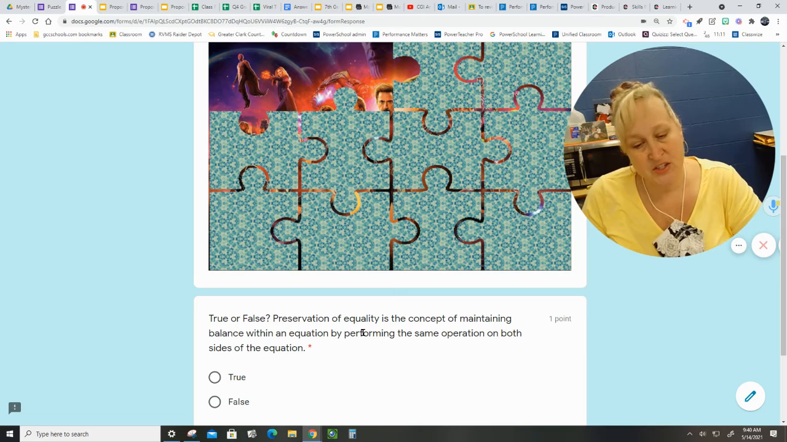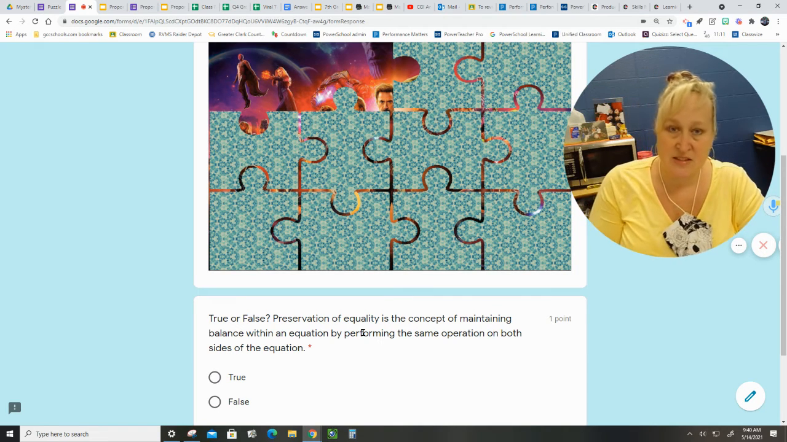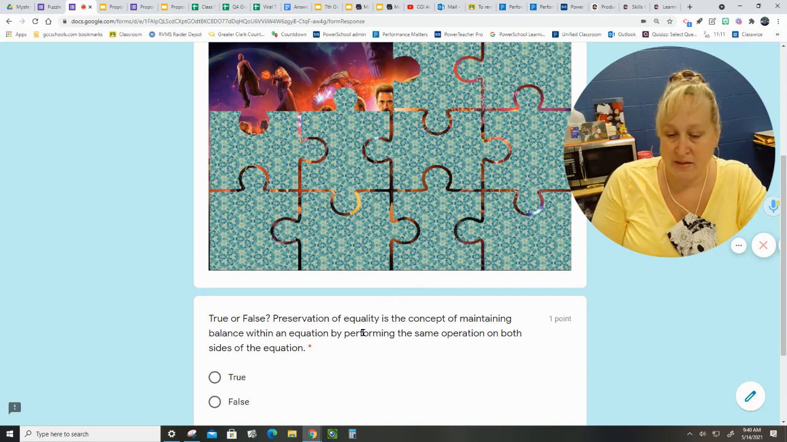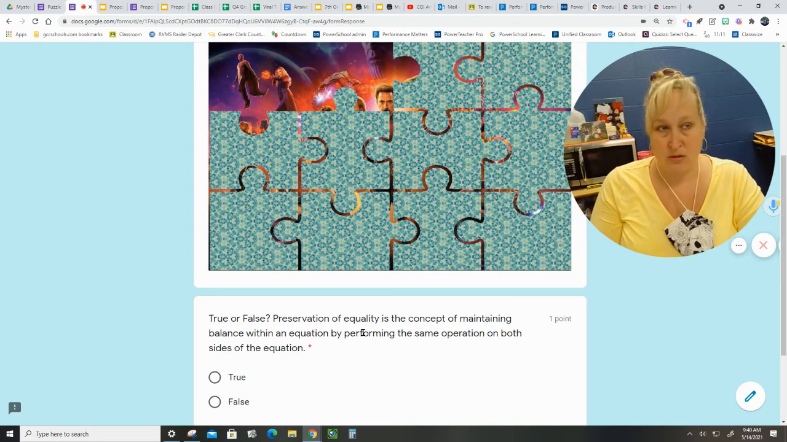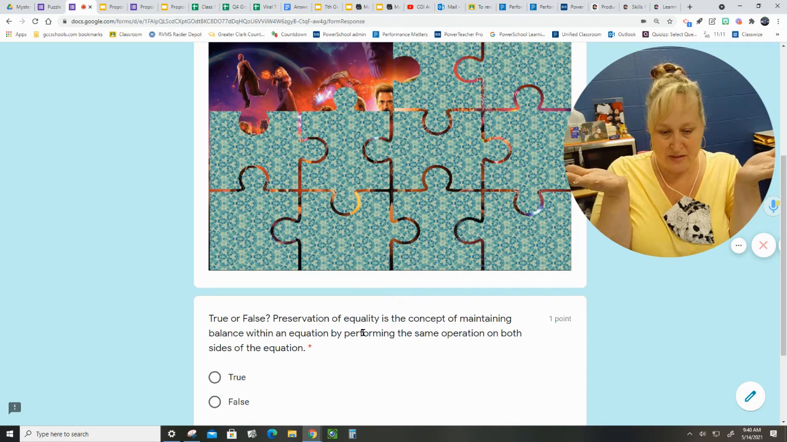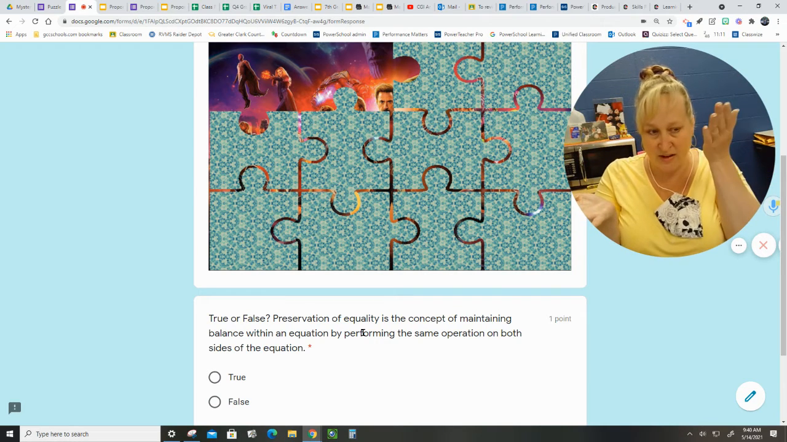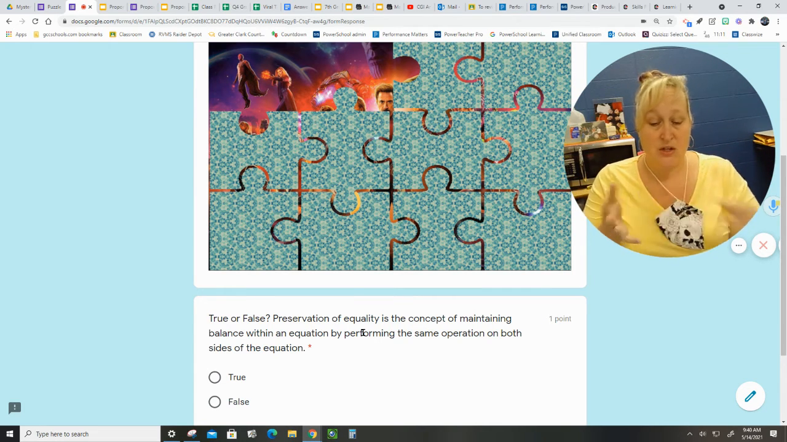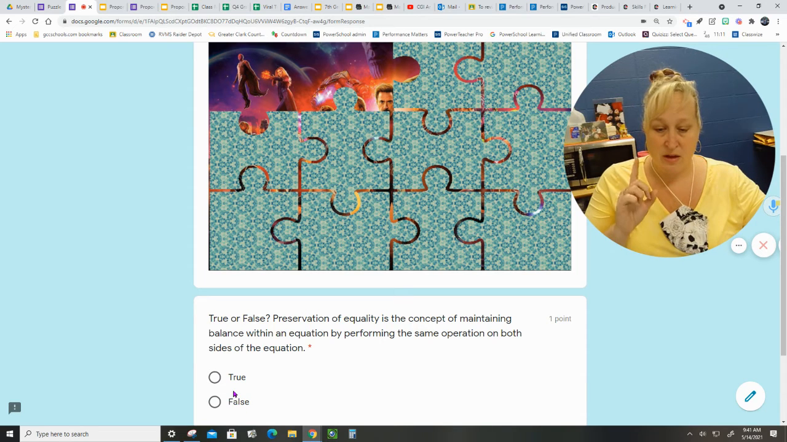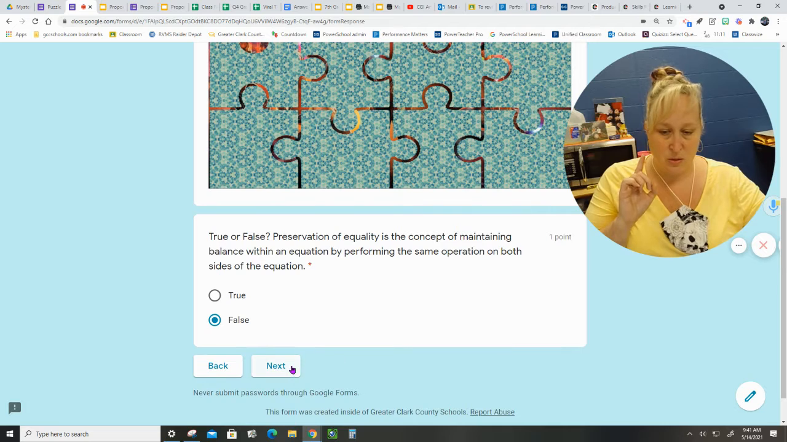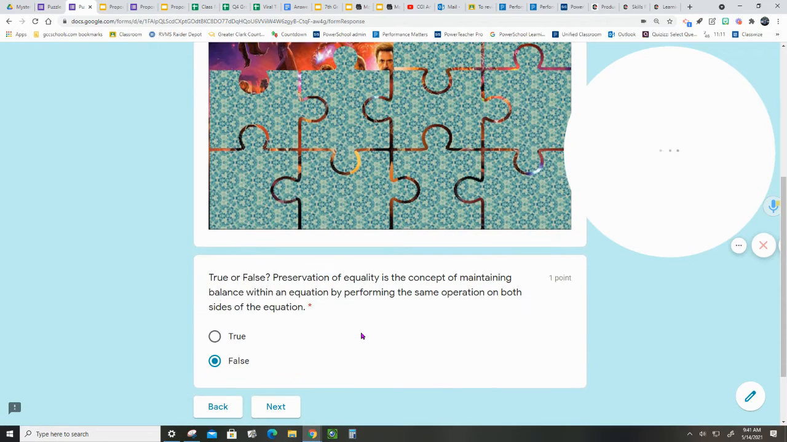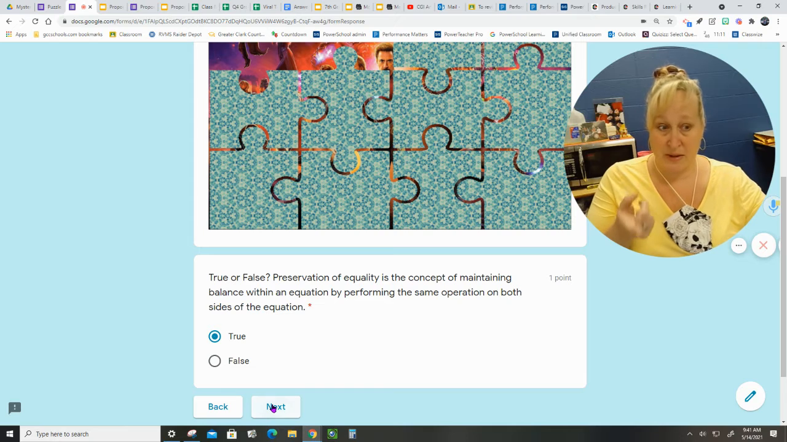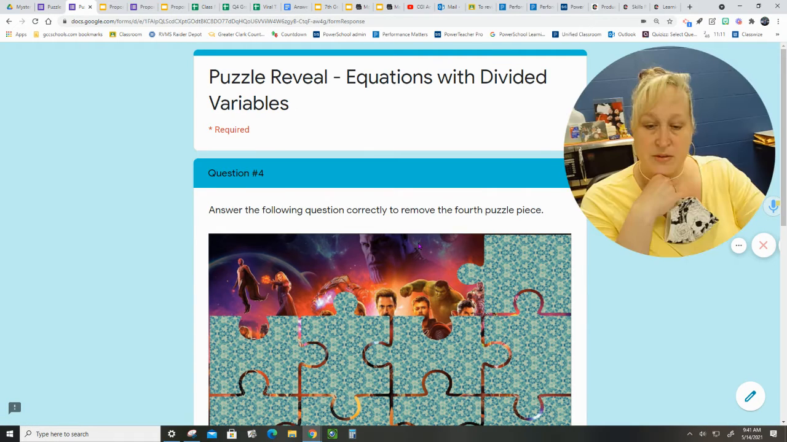True or false? Preservation of equality is the concept of making balance with an equation by performing the same operation on both sides of the equation. So preserving equal means keeping the balance by doing the same thing to one side as the same thing to the other. They're using fancy words, and I'm just making those words similar. So you need to think whether it's true or false. I'm going to test what happens if I put the wrong answer. If I have the wrong answer, it makes me do it again, but it counts points off.